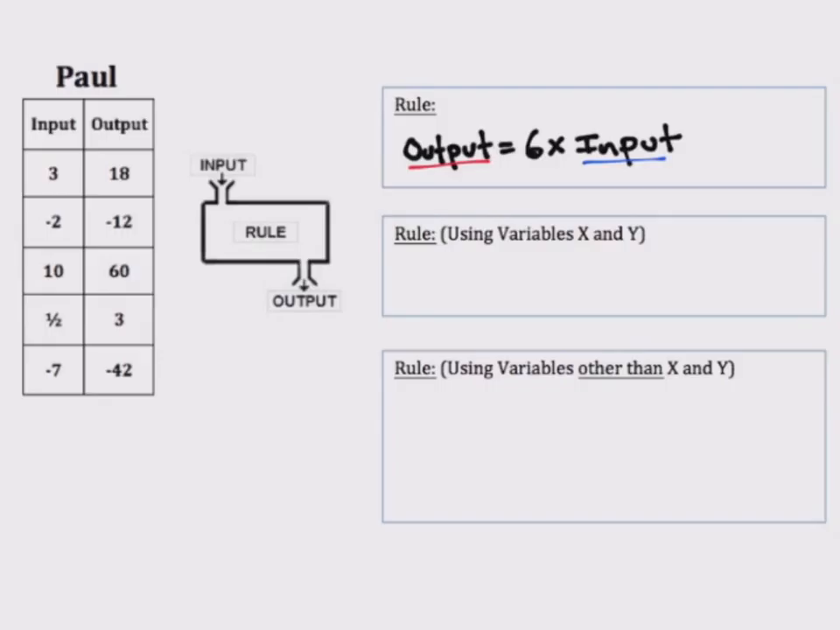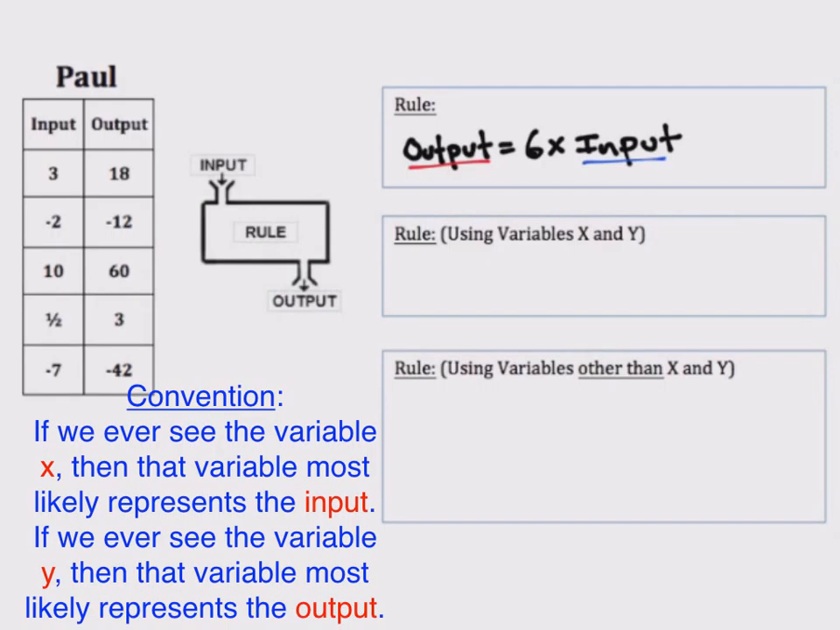Now, we can use whatever variables we want, but mathematicians have a few variables that they really like to use often. They are x and y, where x represents the input and y represents the output. Now, by convention, if we ever see the variable x in an equation, then that variable most likely represents the input. And if we ever see the variable y in an equation, then that variable most likely represents the output. So, instead of writing output equals 6 times the input, we could just write this as y equals 6 times x.